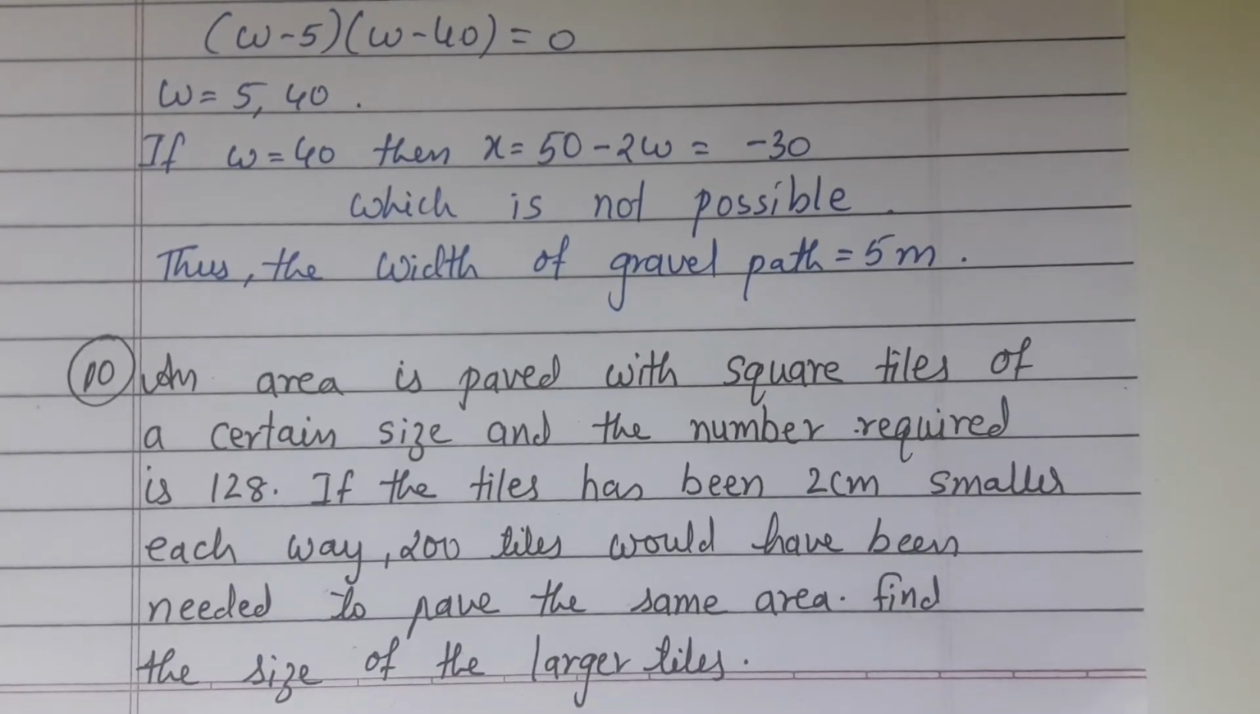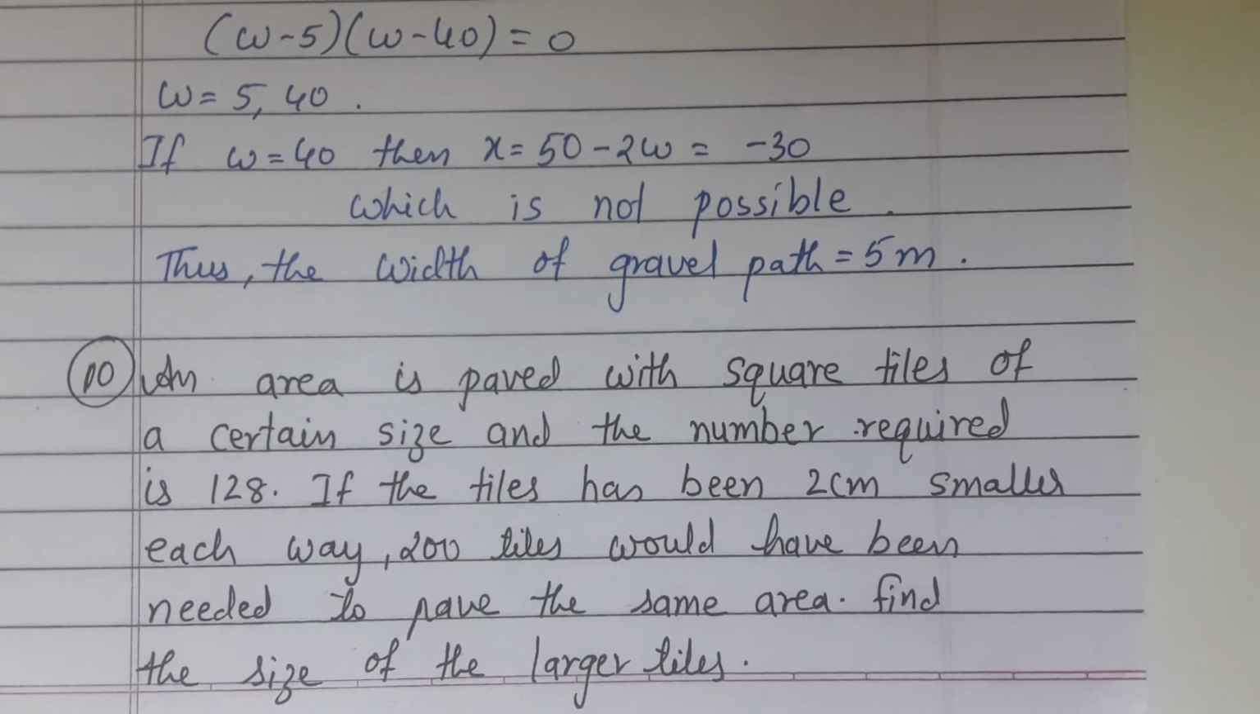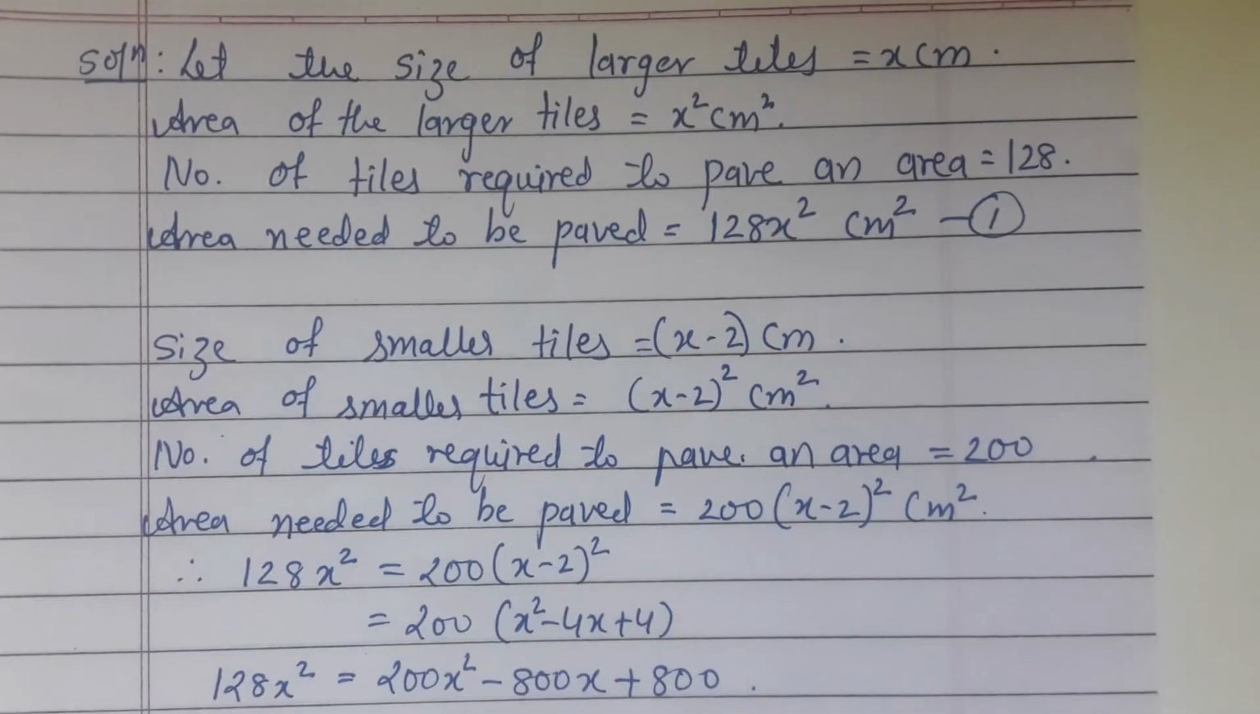Sum number 10. An area is paved with square tiles of a certain size and the number required is 128. If the tiles had been 2 cm smaller each way, 200 tiles would have been needed to pave the same area. Find the size of the larger tiles.